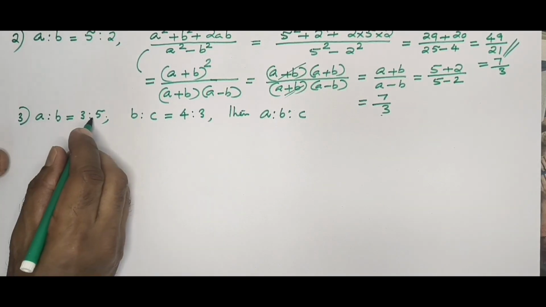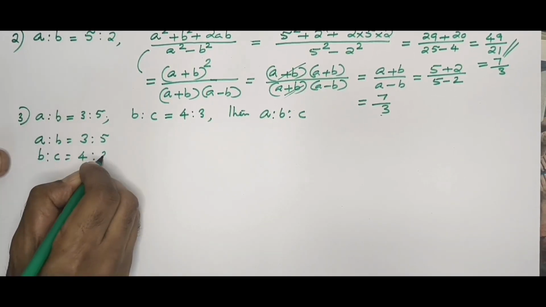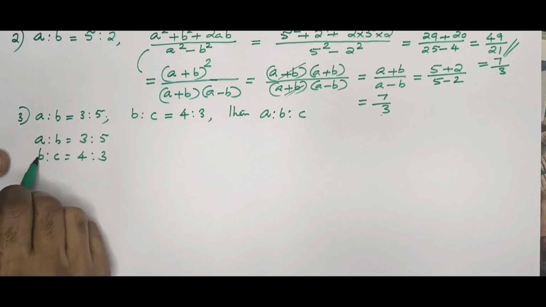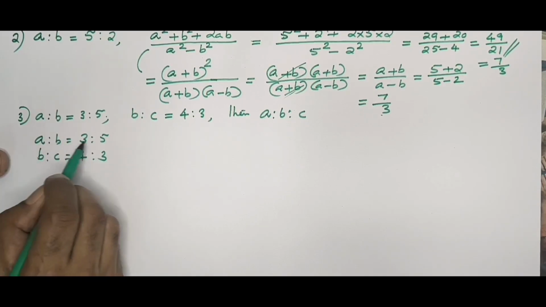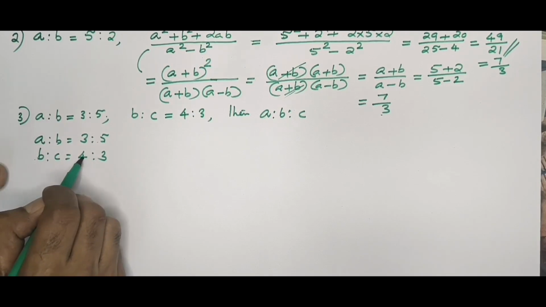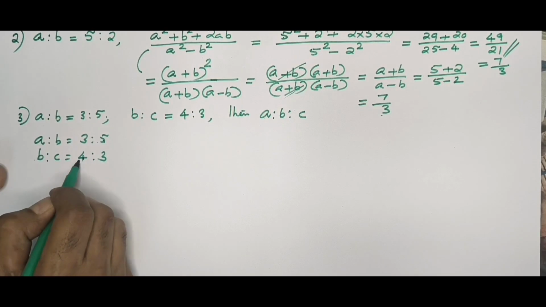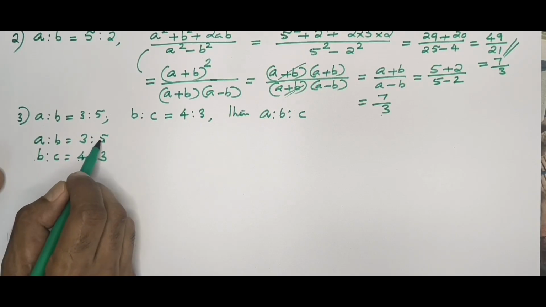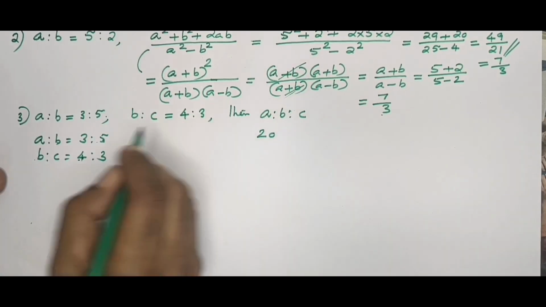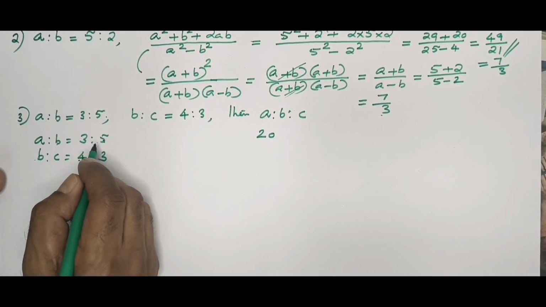A is to B, 3 is to 5. Let me write it again. And B is to C, 4 is to 3. See, you can't compare linearly because B is common in the ratio, but B values are different. Here B is 5, here B is 4. So generally what we do is convert these values into a common value, which is normally the LCM of these two. What is the LCM of 5 and 4? 20. So what we do is bring 20 here, in the first ratio, without changing its value.